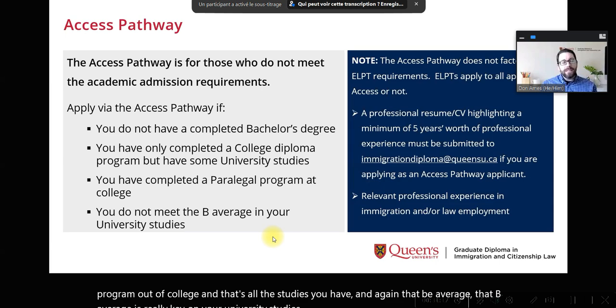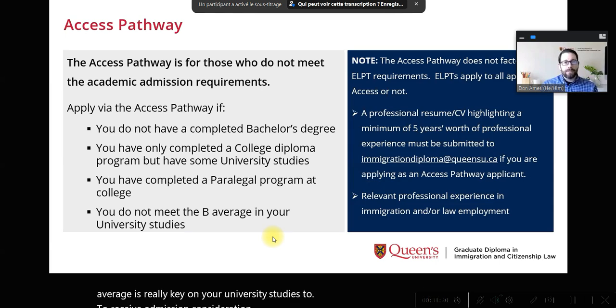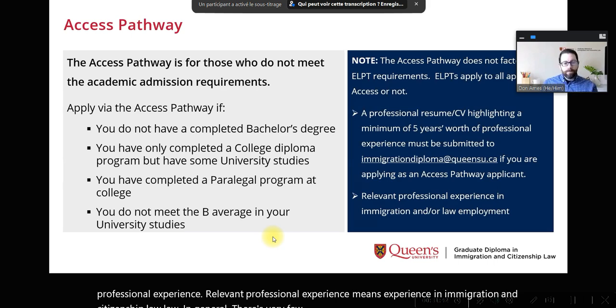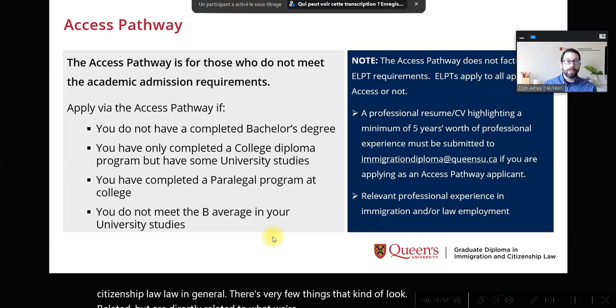To receive admission consideration under the access pathway, if you meet any of those academic admission requirements, you're going to have to provide a resume and CV for the admissions process, and it has to highlight a minimum of 5 years worth of relevant professional experience. Relevant professional experience means experience in immigration and citizenship law in general. There's very few things that kind of look related but are directly related to what we're assessing. Again, that's why I got you to think about yourself and your volunteer or professional experience.